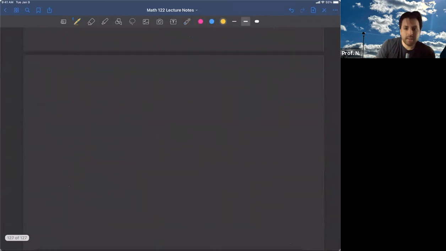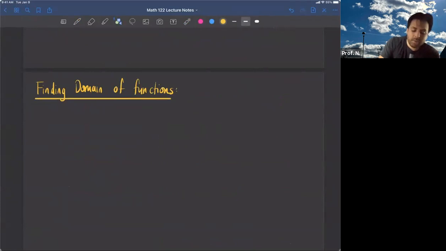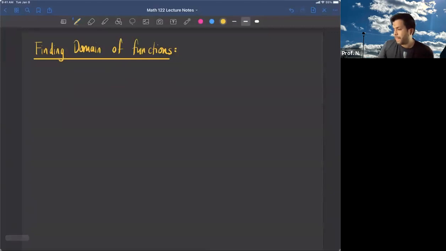So Tanzila says, finding the domain. Yeah, we can definitely do that. Finding domain of functions. And we're going to do so algebraically. So if we want to find a domain of a function, we can choose any one of these functions. Let's do number 3.